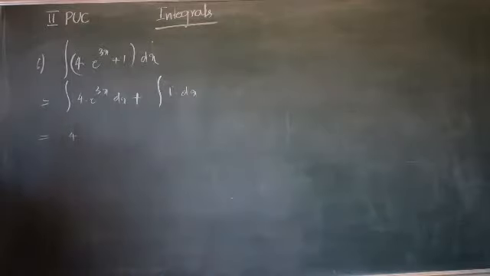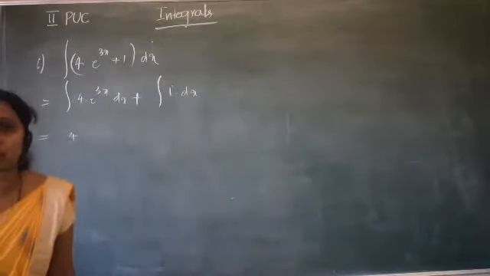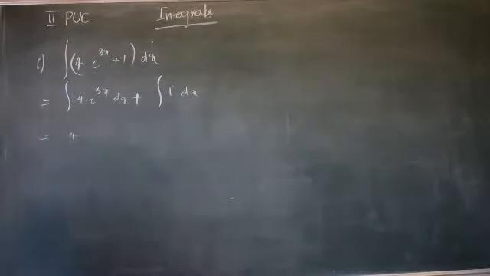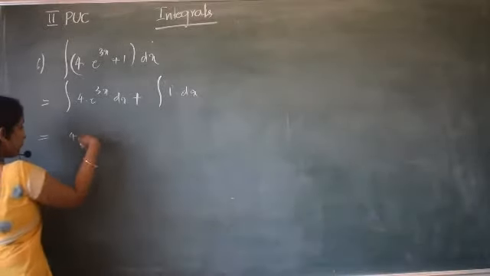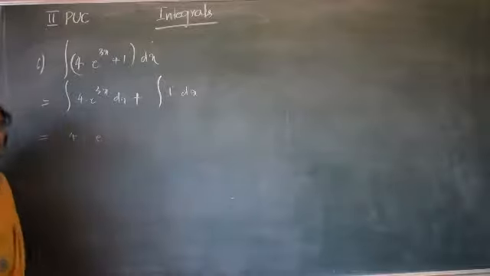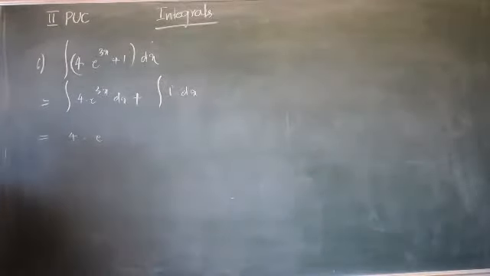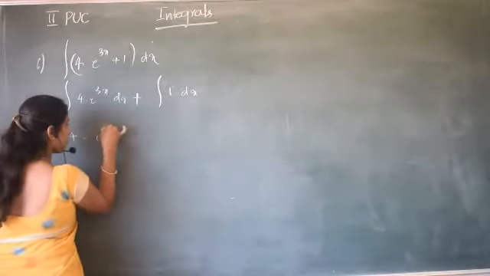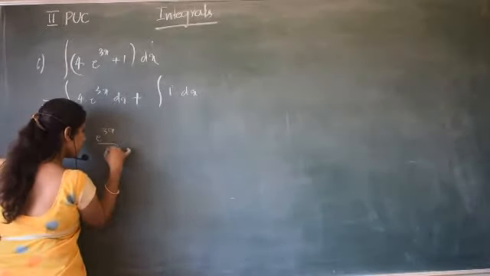Then the integral of e power 3x. We have already studied that the integral of e power 2x, from the method of inspection, is e power 2x by 2. Now it is e power 3x. So what is the integral of e power 3x? The integral of e power 3x is equal to e power 3x, same function, by 3.